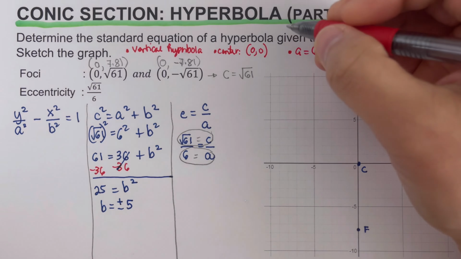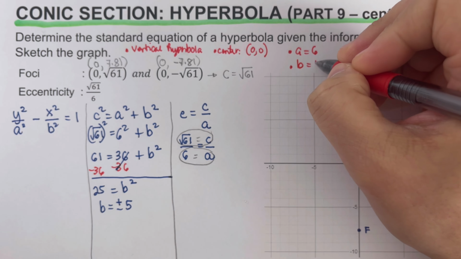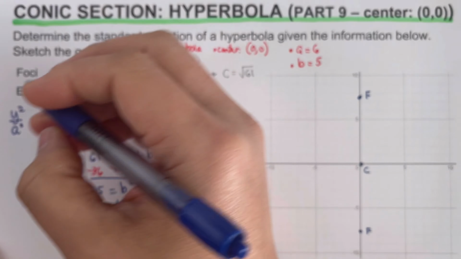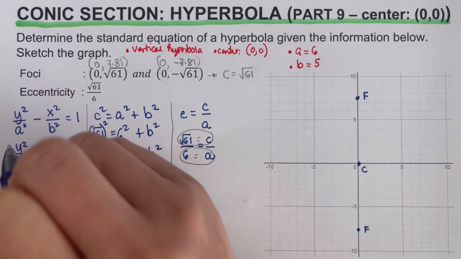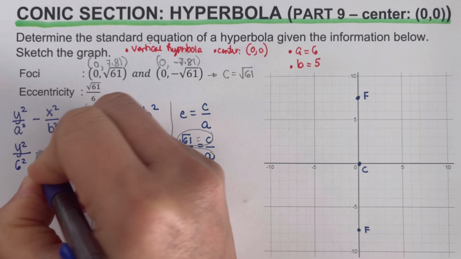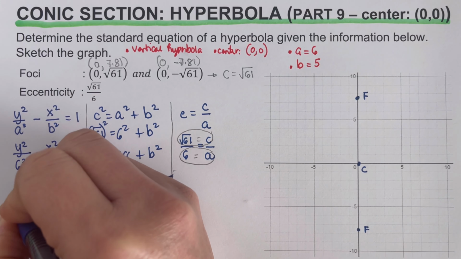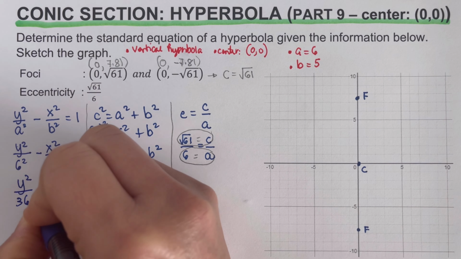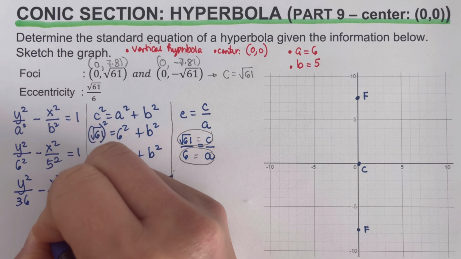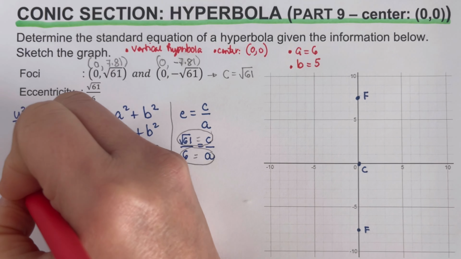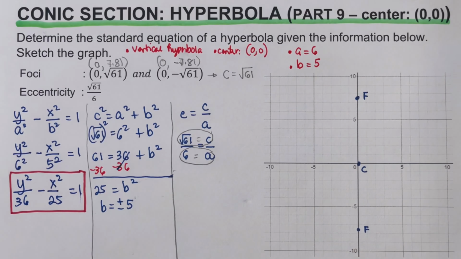So we have already completed it. We have a value for b, which is 5. This tells us that our equation would be y squared over the a, which is 6 squared, minus x squared over the b, which is 5, and we square it, equals 1. So the equation is y squared over 36 minus x squared over 25 equals 1. So this is the equation for this problem that we have up there. So this tells us that our b is 5 and our a is 6.